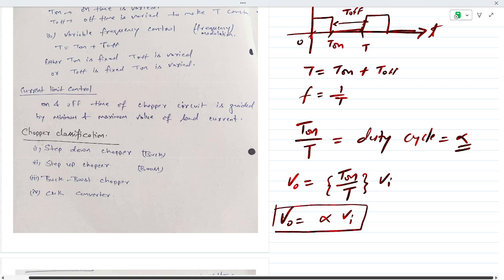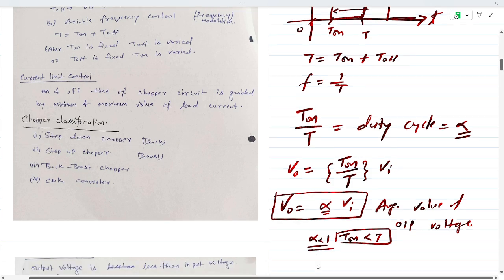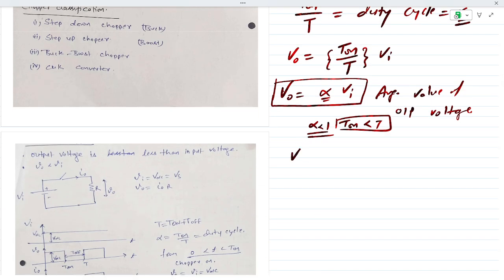So now, this is the average value of output voltage, and we can see this alpha can never be greater than 1 because our T on is always less than capital T. So this alpha is always less than 1. Means in this case, we always get the output voltage less than the input voltage.